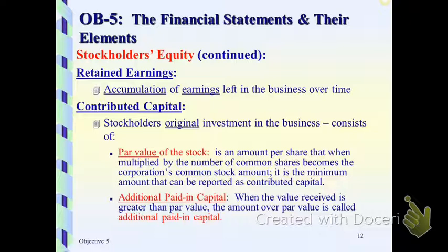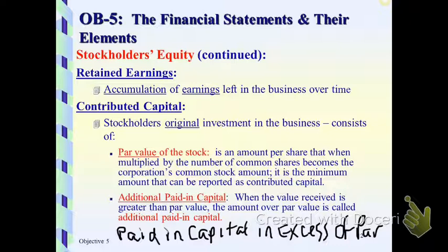The par value is an amount per share that, when multiplied by the number of shares outstanding, becomes the corporation's common stock amount. It is the minimum amount that can be reported as contributed capital for a corporation. The additional paid-in capital is when the value received by a corporation when it initially issues its stock is greater than the par value. The amount over the par value is called additional paid-in capital, or paid-in capital in excess of par.